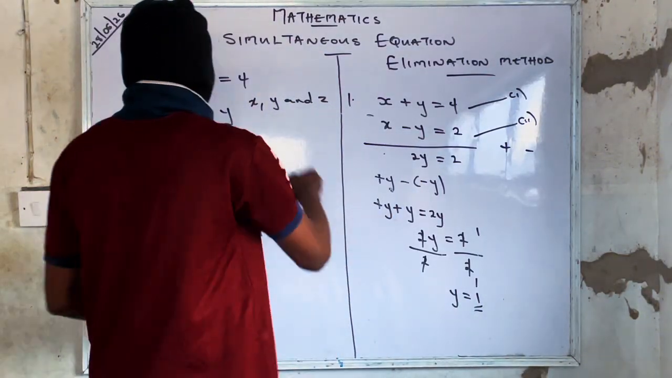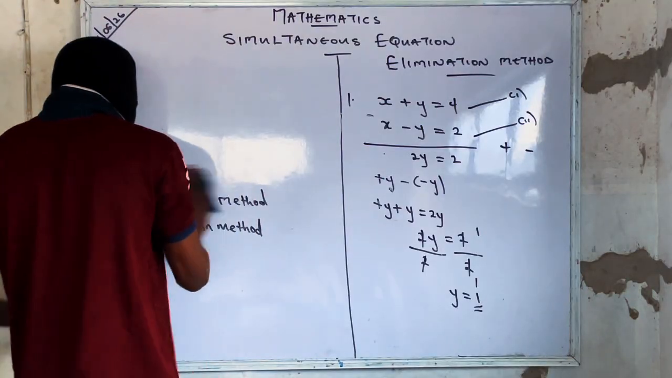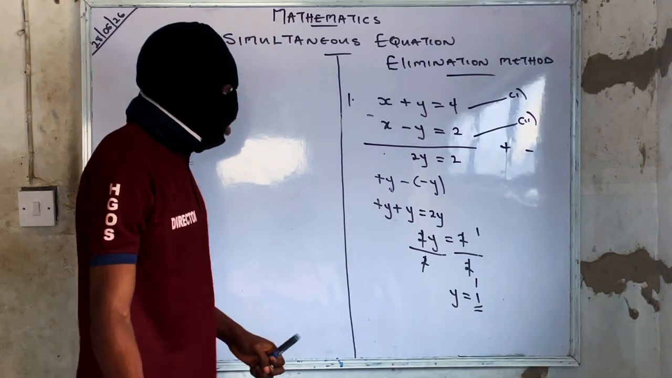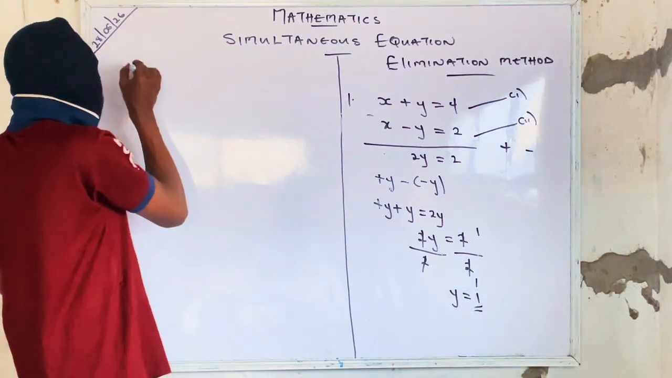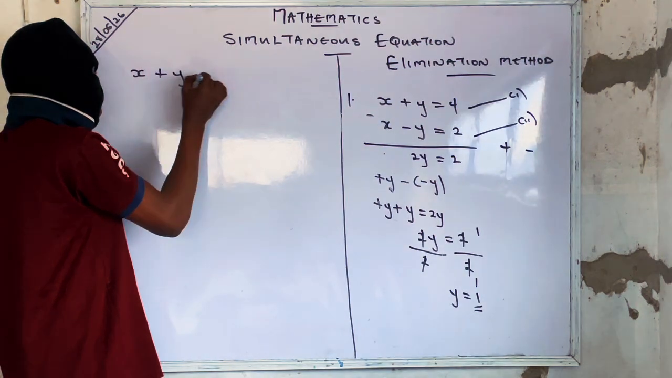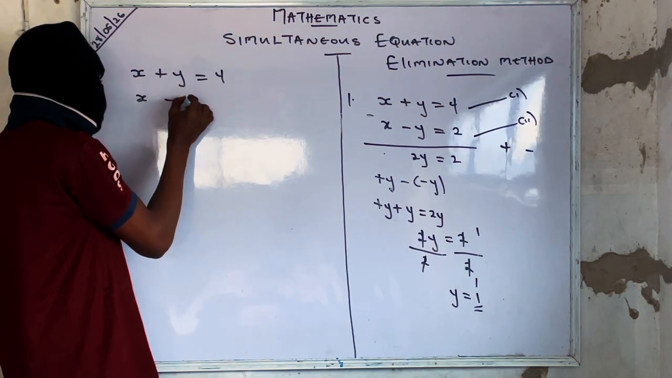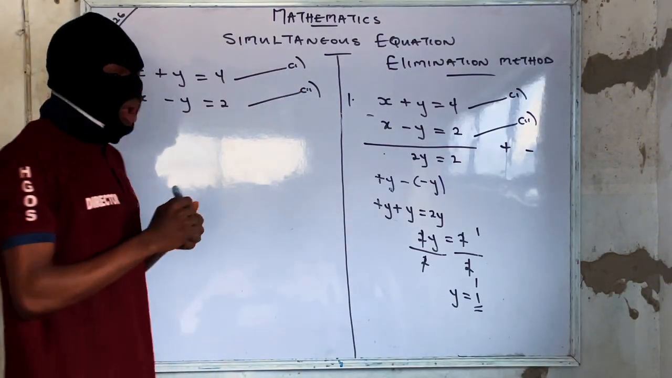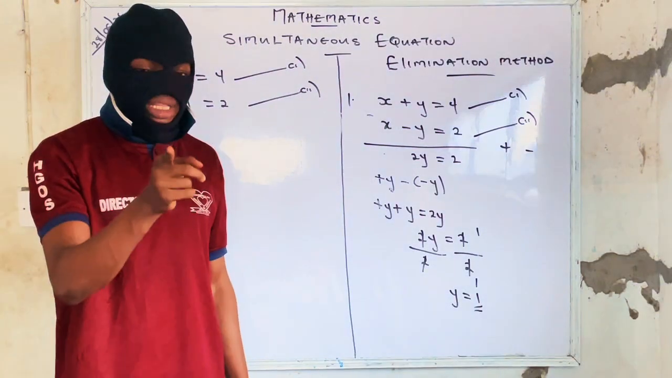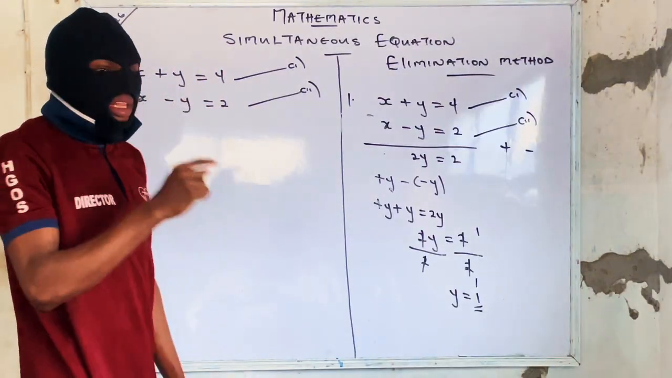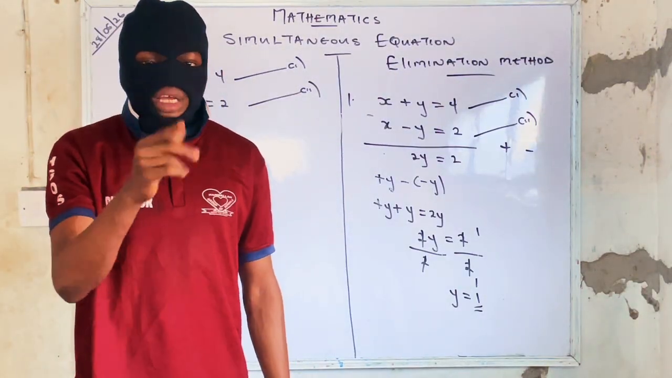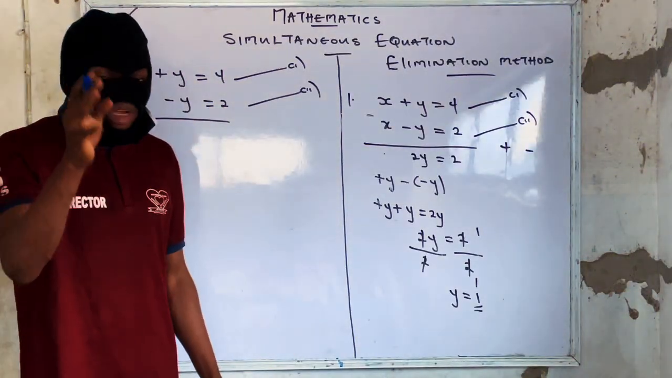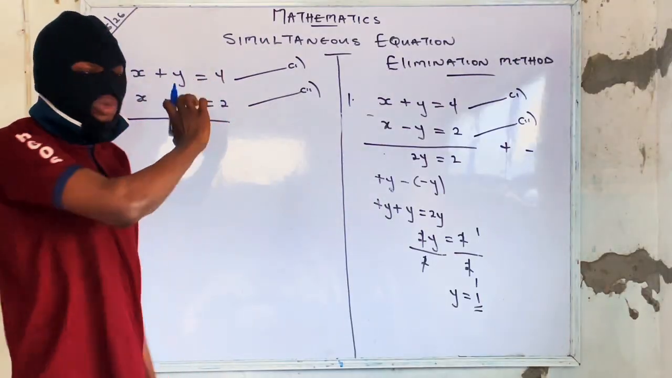Now, let's eliminate y to find x. For you to do that, you write your equations again. You have x plus y equals 4 and x minus y equals 2. Name them equation 1 and equation 2. Now, we want to eliminate y to get x, which means our y must lead us to 0. First of all, draw your line. Don't forget, make sure that the coefficient of this y is 1.